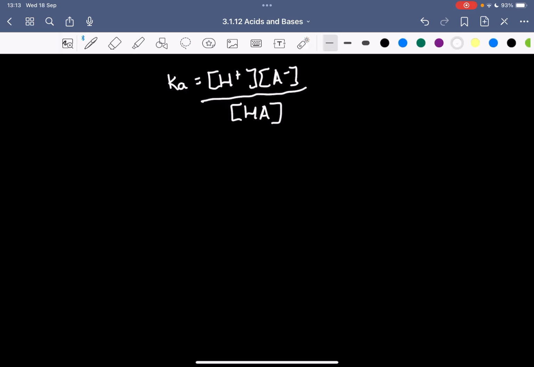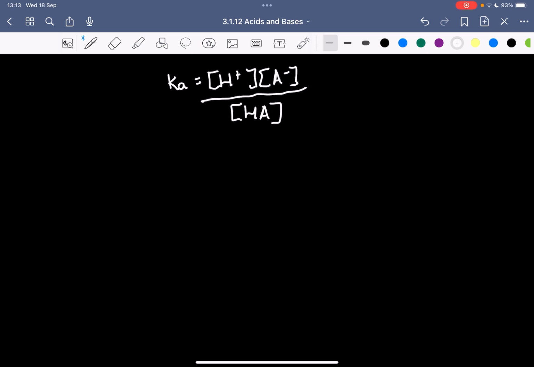Alright guys, in this video I'm going to go through calculations involving buffer solutions. But before that I just wanted to show you guys a shortcut that will save us a lot of time. Okay, so here I've written down our Ka expression. Now I can rearrange this to find the H plus concentration, which we normally do anyway.